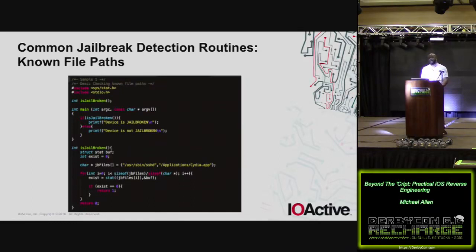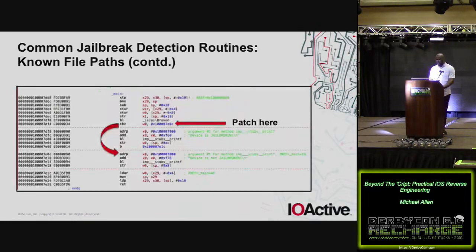But what does this look like from a reverse engineer's perspective? Simply put, we see the call to our isJailbroken function. Return value gets stored in register W8. We see a comparison against 0 with register W8 and then a branch. So all we need to do to bypass this check is patch that comparison. Done. Like I said, pretty straightforward and simple.